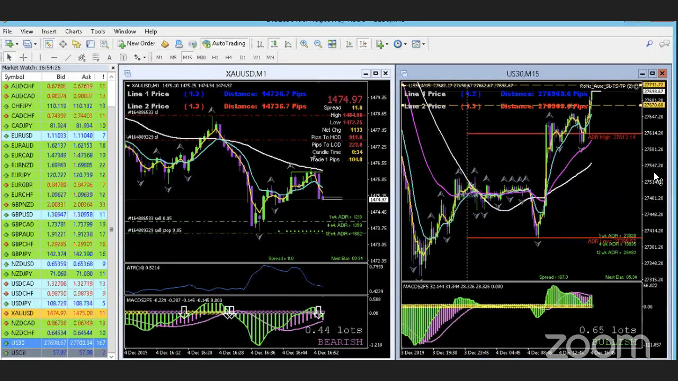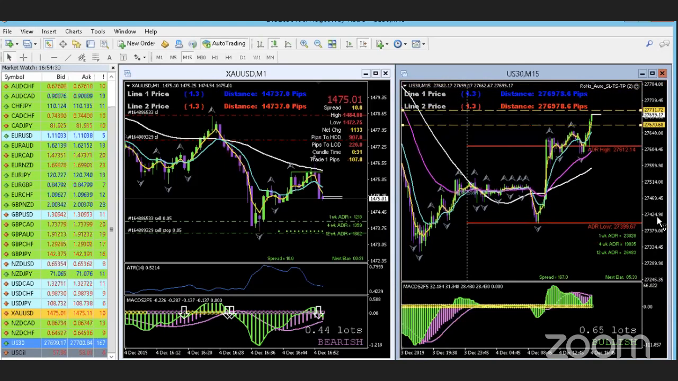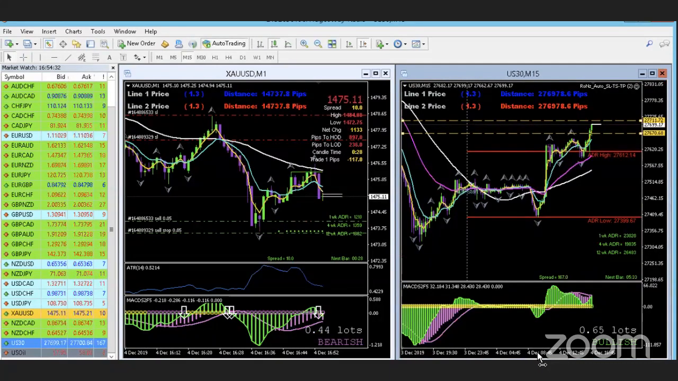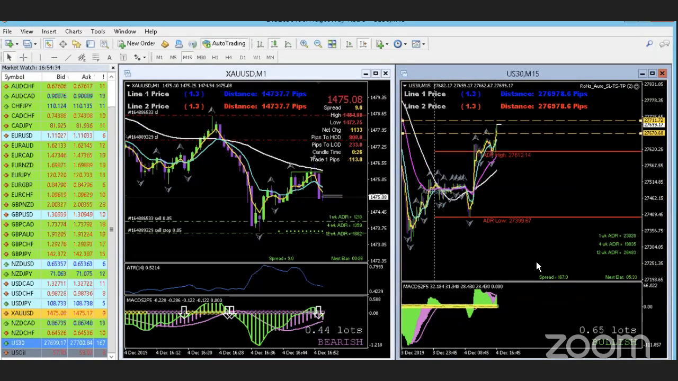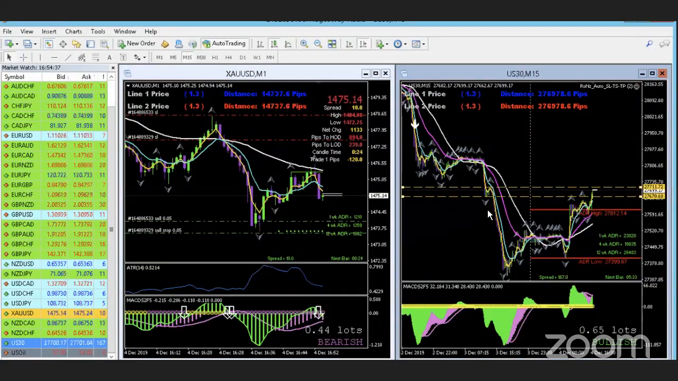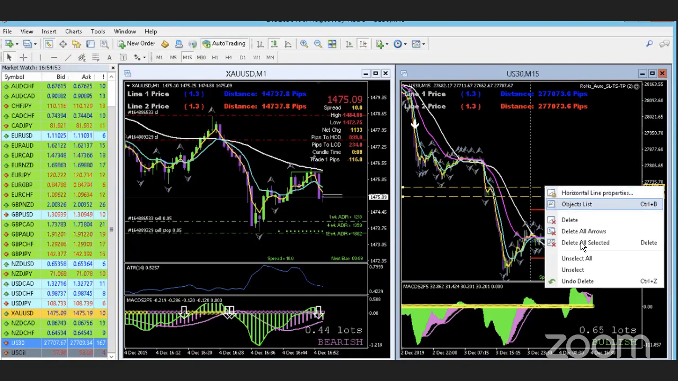US 30 is going to keep pushing up. Gold's going down. That's right. Clear out all the suckers. So when it broke this fractal, it also broke this low. So if it played around here and then dropped, I'd be cool with that. But now we're up in this zone. No bueno. CAD news in 6 minutes. Okay, I'm getting off of this.